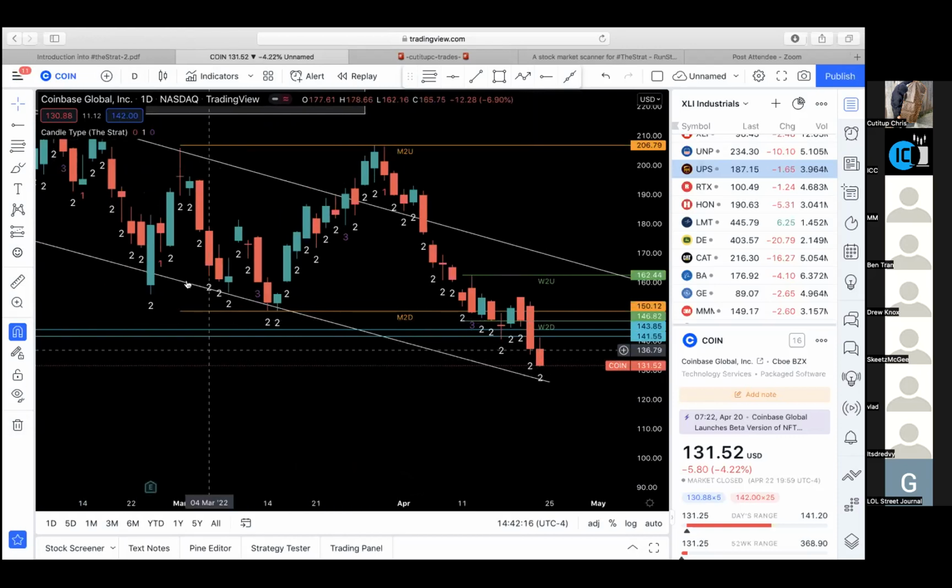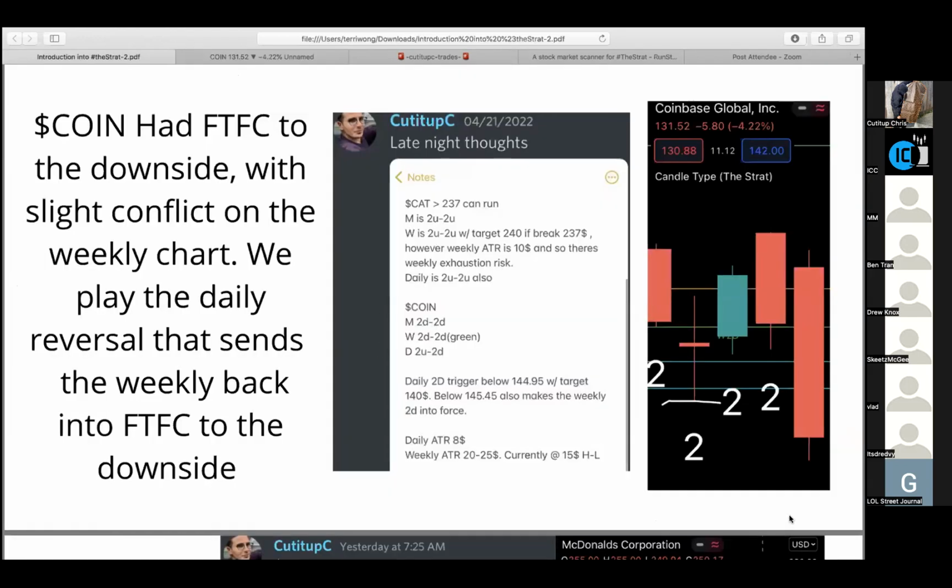You've got exhaustion risk, which means that it's at all-time highs, so people are going to take profit. It might exhaust. It's a little tired or something. But that's how we played that one. So that's something that showed full time frame continuity to the downside.